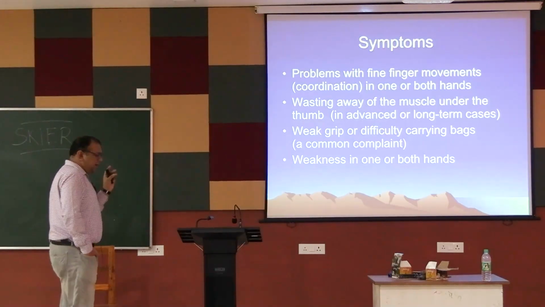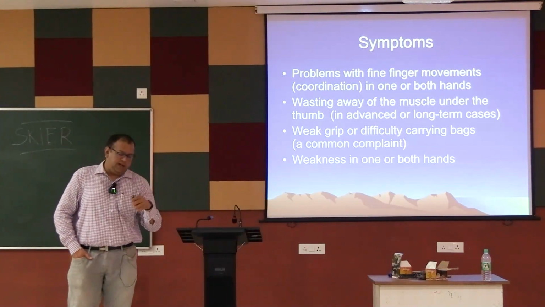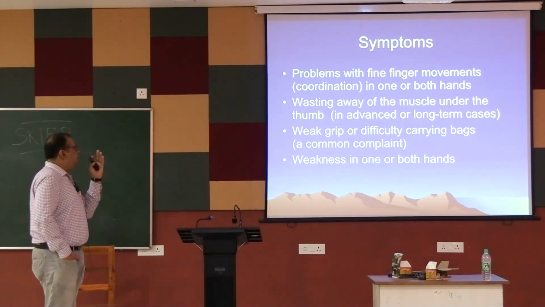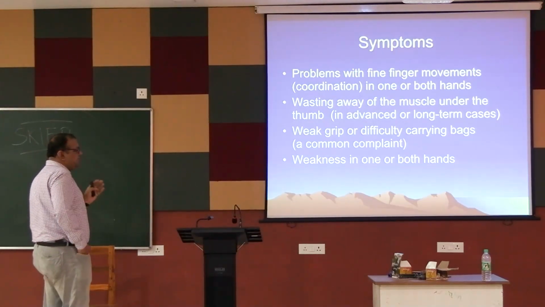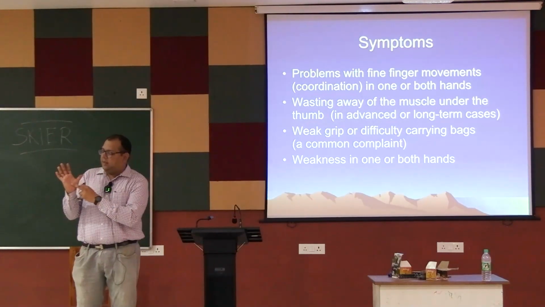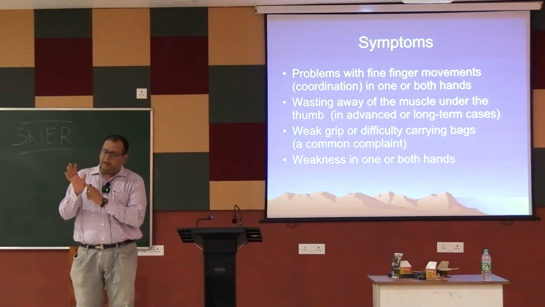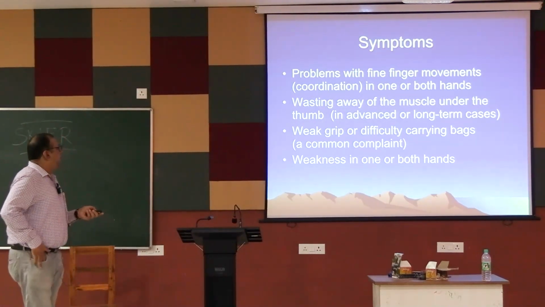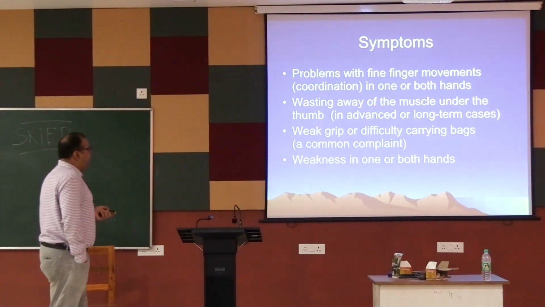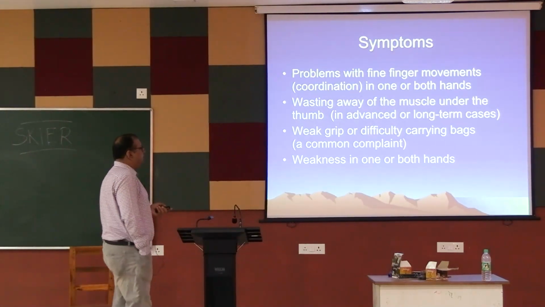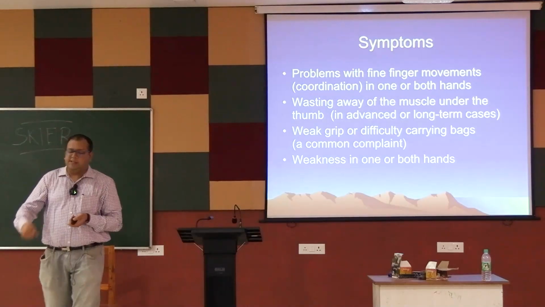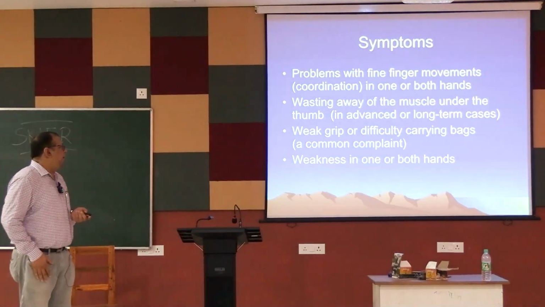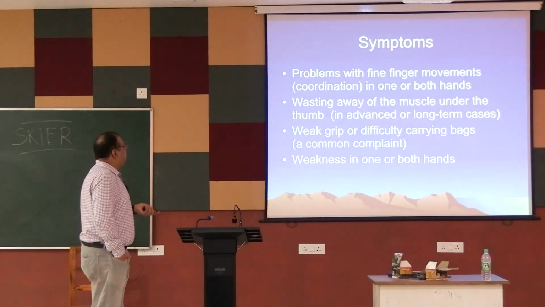In chronic cases, in patients who have not been treated, it may cause problems with finger movements, wasting of the thumb. Basically, this is the thenar eminence. The thenar eminence gets flattened in these patients because of the wasting, right? And there may be a weak grip or difficulty in carrying bags. Carrying bags, this is a very common complaint. The patient will say, I am at the airport, but I cannot pick up my bag. That is a difficulty that the patient faces.